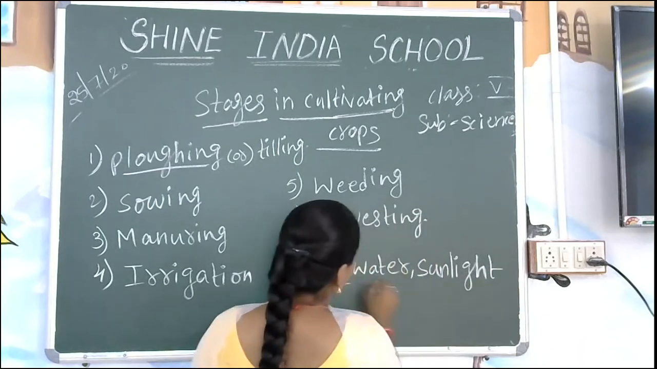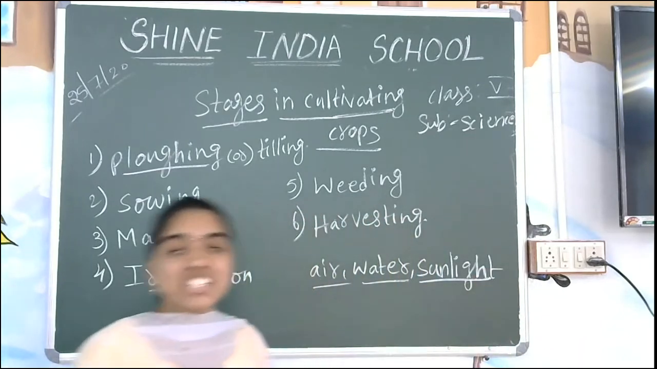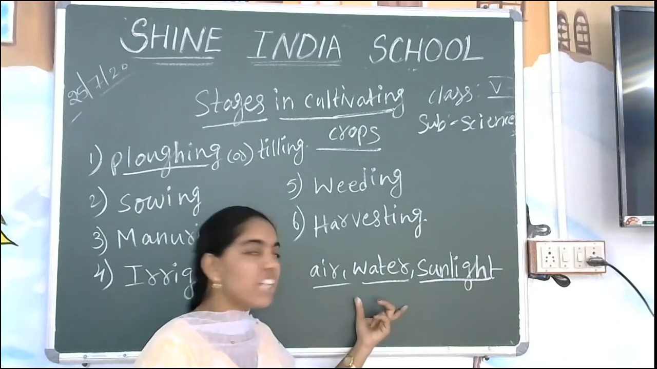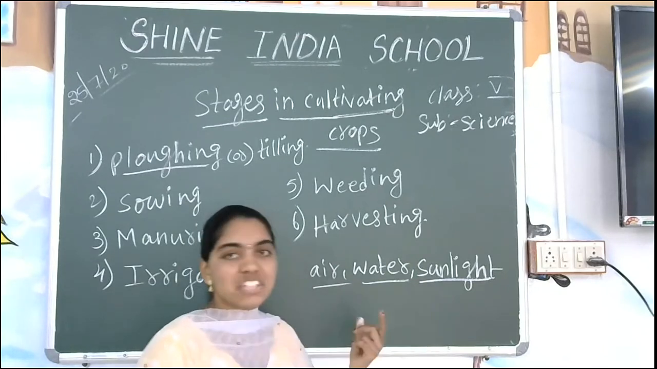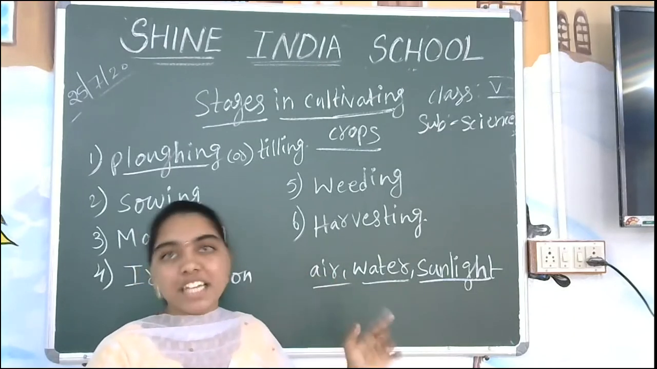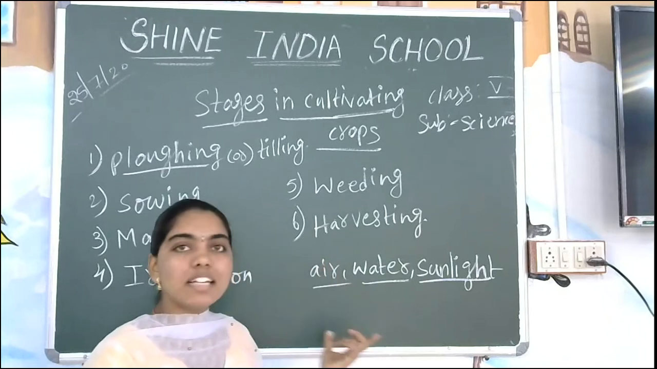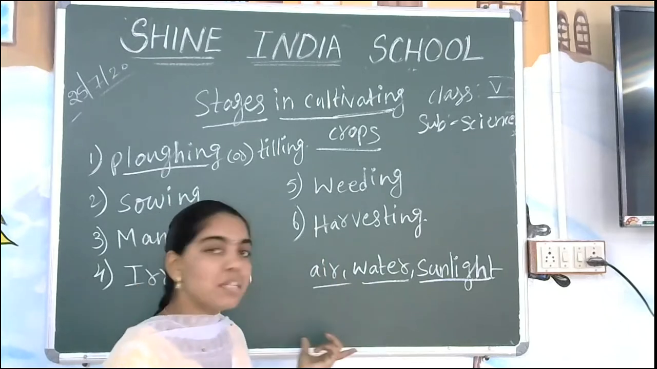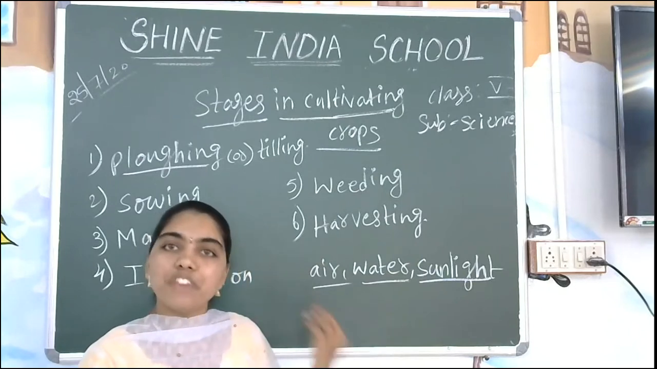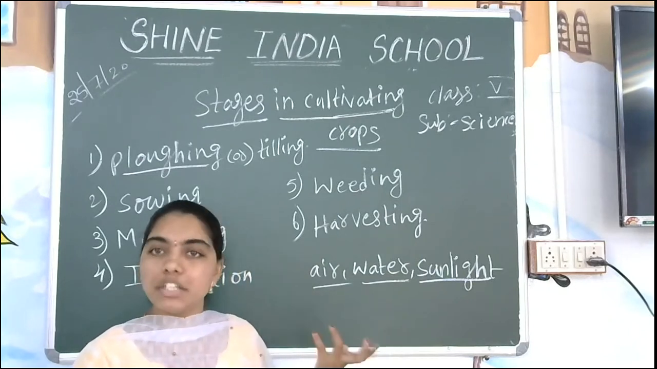These are the three important things for a seed to germinate. Each and every seed needs air, water, and sun. These are the three main things. In the first block, we have learned germination of the seed, and how air is important, how water is important, and how sunlight is used for a seed to grow into a new plant.